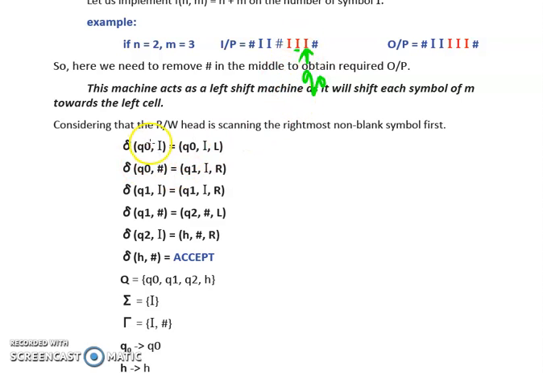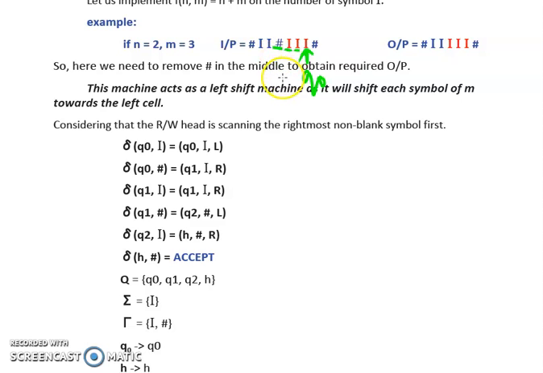State is same Q naught only and we are reading I. So we will again be on the same state Q naught. I will be replaced by I and again we will move to the left direction. So we will come to this particular I. State is Q naught only. Now state is Q naught and we read I from the infinite tape. State remains same Q naught and I will be replaced by I. So again this I is replaced by I only and the movement of direction is left. So read-write head has moved to the hash.